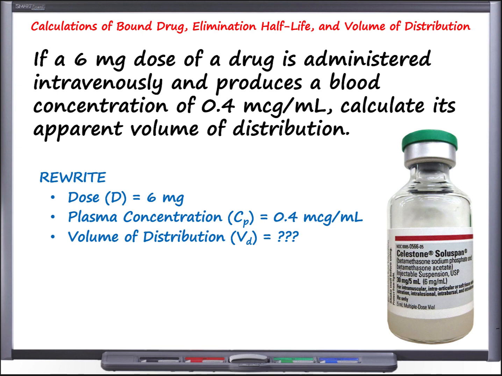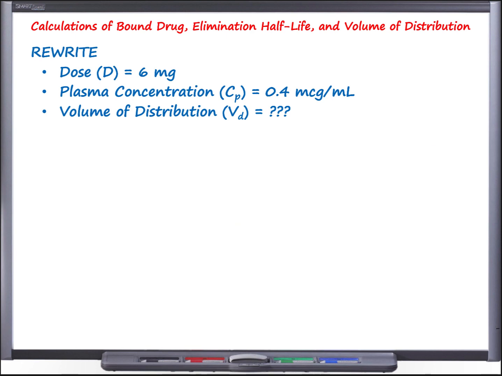So just a little bit of interesting background for a drug vial where you can see a dose would be 6 milligrams for 1 mL. Either way, let's continue on with this actual question. So I've rewritten that information here.